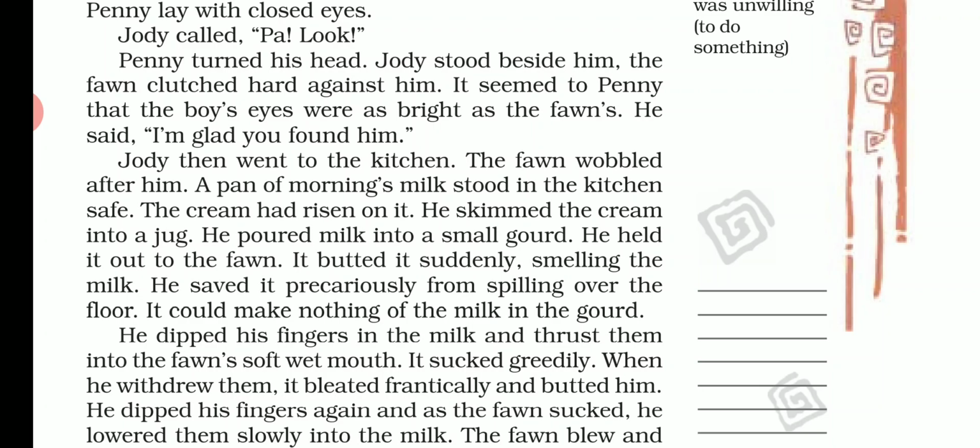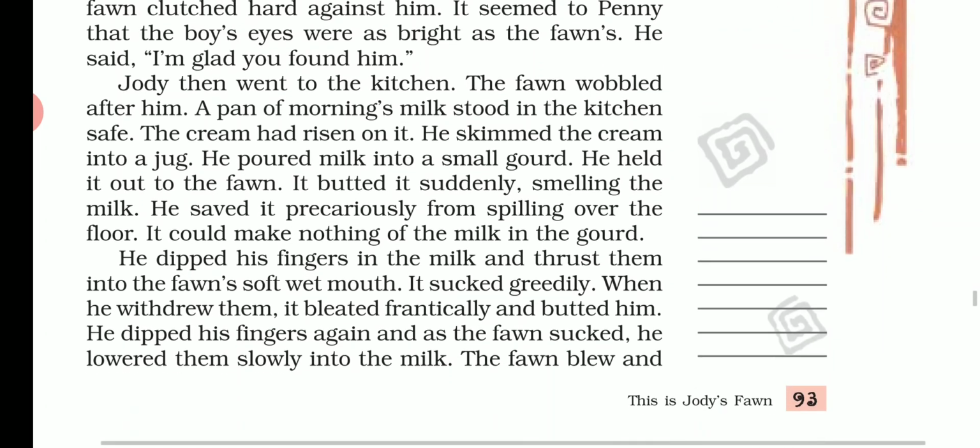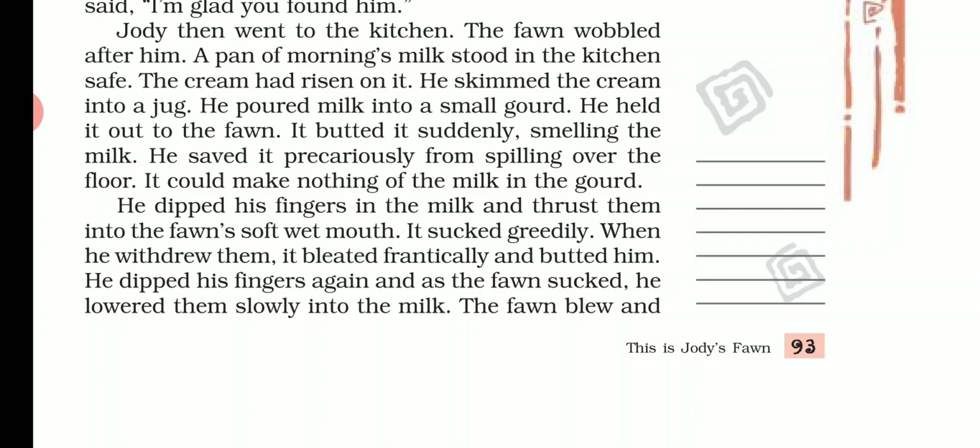So how was he made to drink the milk? He dipped his fingers in the milk and thrust them into the fawn's soft wet mouth. So now Jody used to dip his finger inside the gourd, and then when milk was there on the finger, he used to put the finger inside the fawn's mouth. It sucked greedily. When he withdrew them, it bleated frantically and butted him.